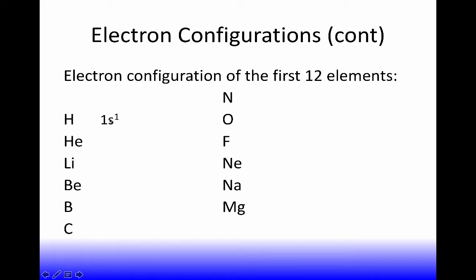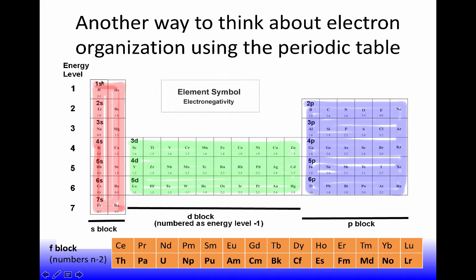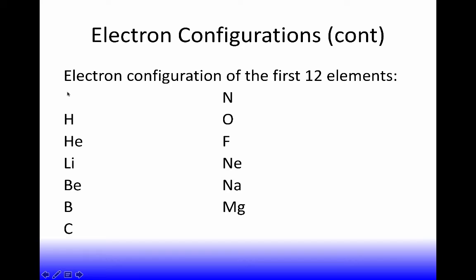S comes from its location. It's found in the S block. And the superscript 1 means it has 1 electron. So when you look here, hydrogen is in the S block. We know that hydrogen has 1 electron, and it's in the first period. So it's 1s1.